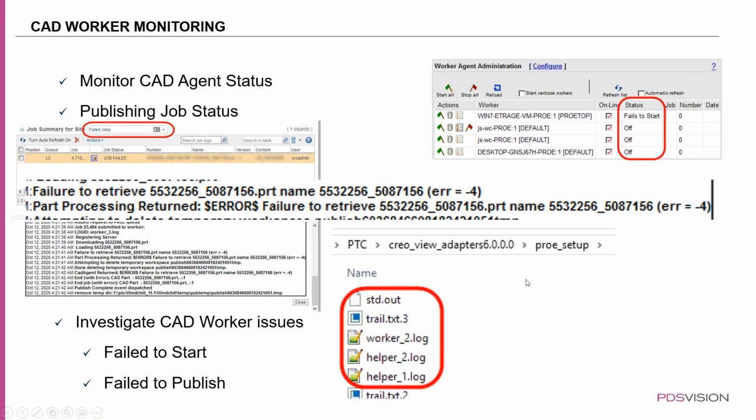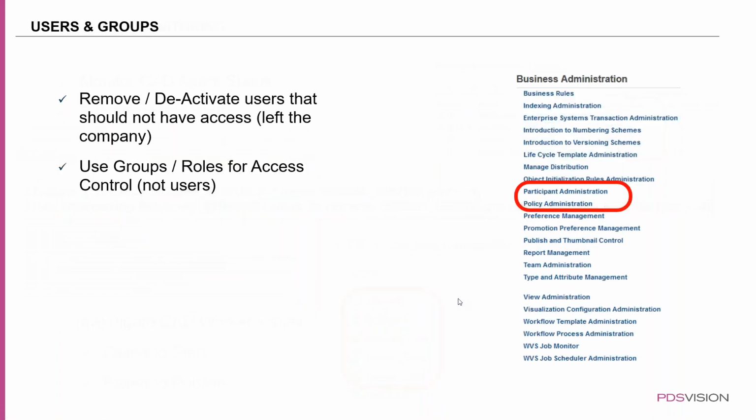Some additional information could be found in the worker server itself. When the worker is set up, there's a folder called pro_e_setup. In there, you get the normal Creo files, the std.out and the trail.txt that you can look at and investigate. And then for the worker itself, you get the worker helper, and there's another one called the monitor that you can open and look at what could be the cause for your worker not working or not processing jobs.